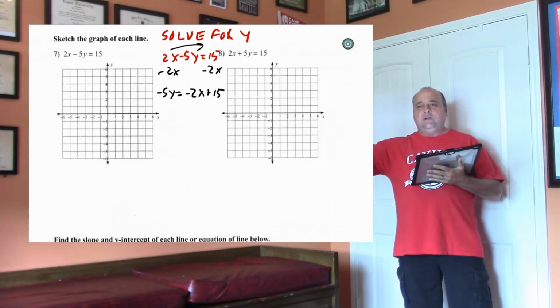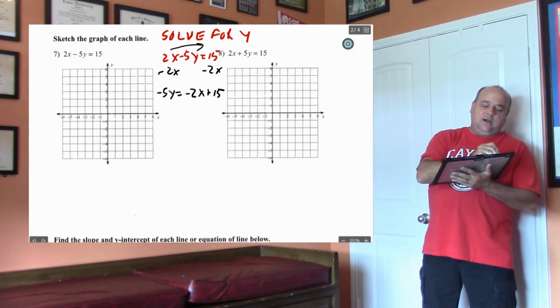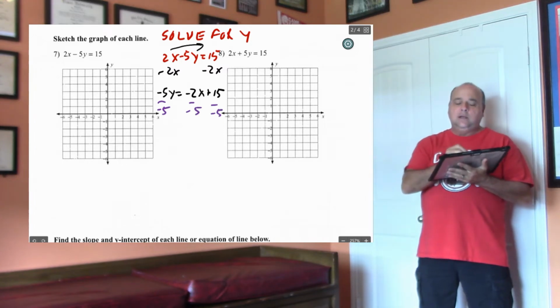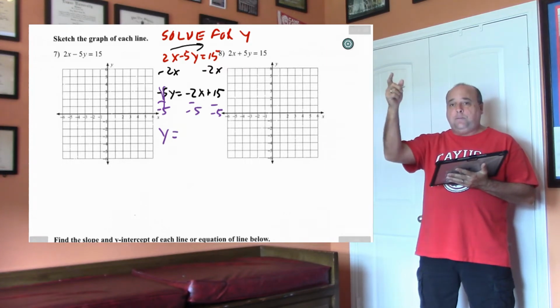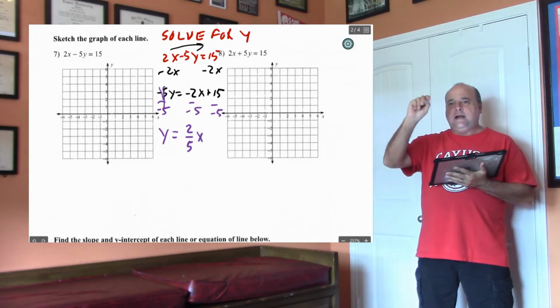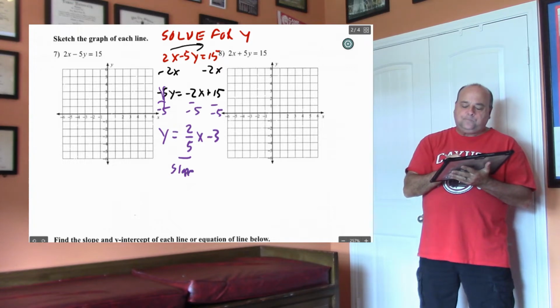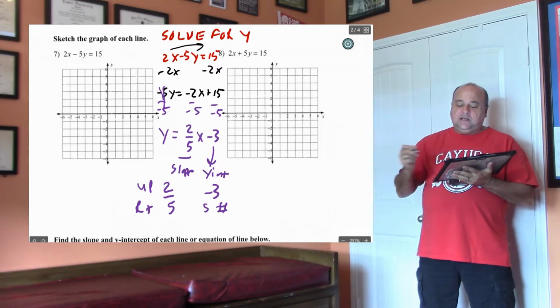Remember, we don't write down 15 minus 2x. We want y equals x in the end. Now then, I'm going to divide everything by -5. When I do that, the y will be isolated. The -5's divide out to 1. I'll get y equals, 2 negatives makes a positive, 2/5 does not simplify, x. 15 divided by -5 is -3. This is my slope, which is 2/5, which means up 2, right 5, and this is my y-intercept, or my starting number, which is -3.